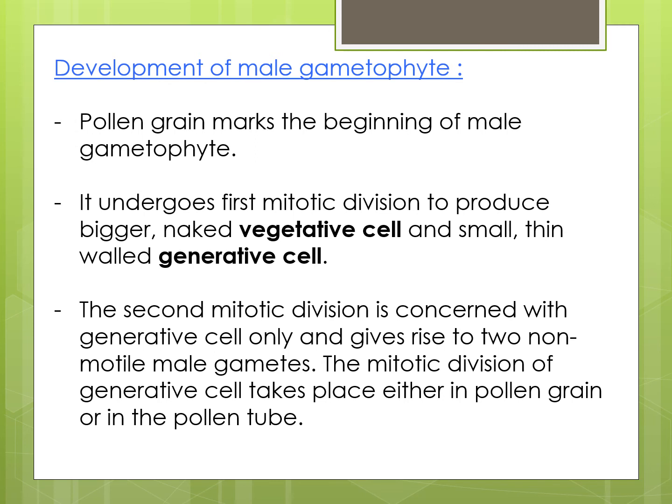Development of male gametophyte. Pollen grain marks the beginning of male gametophyte. It undergoes first mitotic division to produce a bigger naked vegetative cell and a small thin-walled generative cell. The second mitotic division is concerned with the generative cell only, and it gives rise to two non-motile male gametes. The mitotic division of the generative cell takes place either in the pollen grain or in the pollen tube.